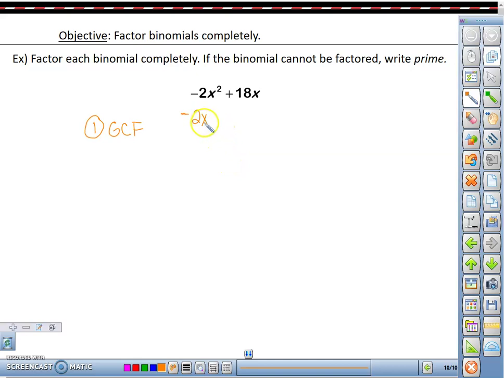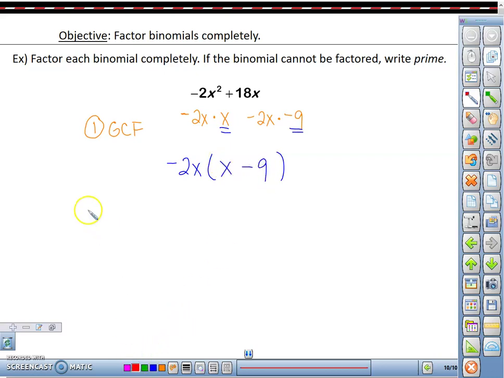So now we have to figure out what times negative 2x will equal each of our terms. Negative 2x times x would be our negative 2x squared, x times x being our x squared. And then what times our negative 2x will equal positive 18x? We have to realize that would actually be a negative 9, because negative times negative is positive. So we are going to factor out the negative 2x as our GCF, and that will be times what's left, which would be x minus 9.